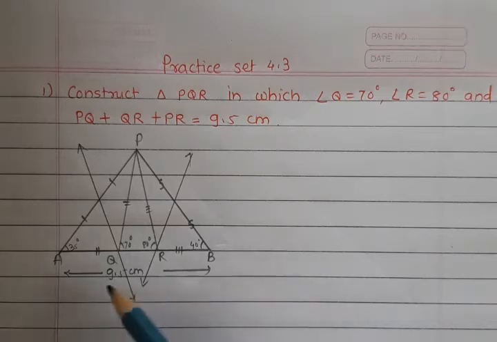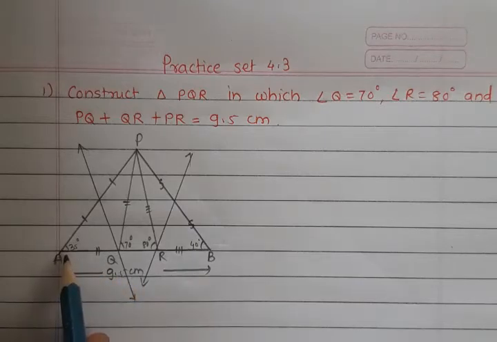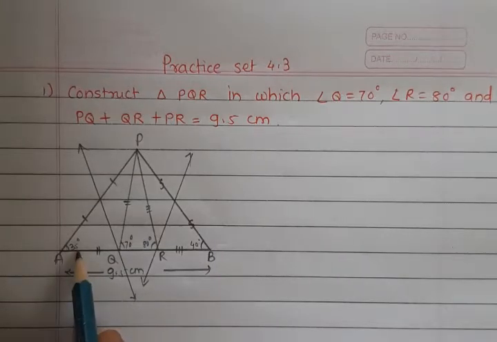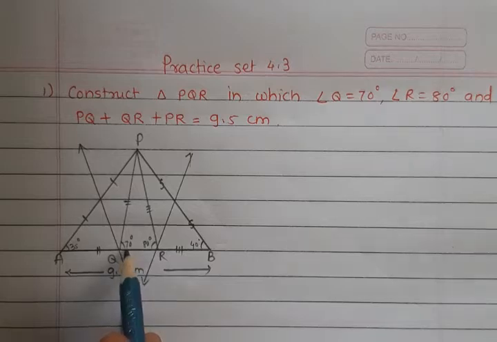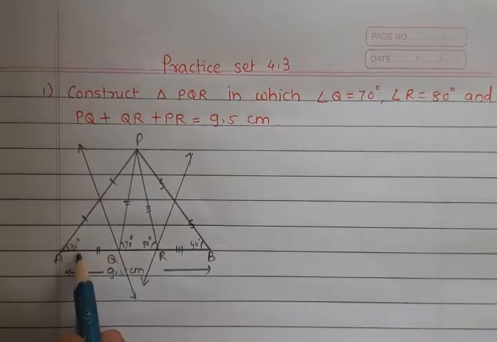See here, first of all we have to draw the rough diagram. In that we have to take the segment AB of 9.5 centimeter. Then we have to draw a ray that makes an angle of 35 degree at point A. Now how does that 35 come? Because angle Q is given 70 degree, half of that 70 is 35.